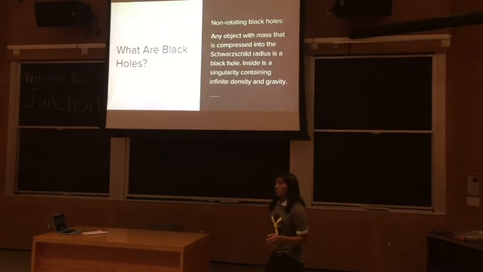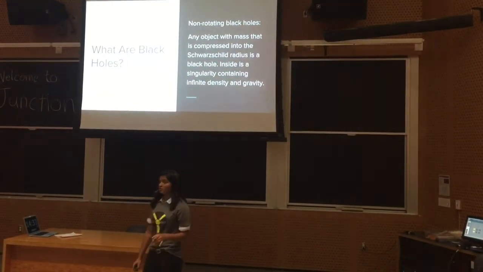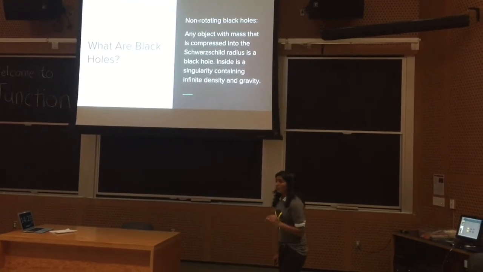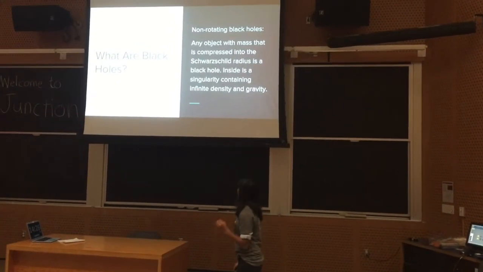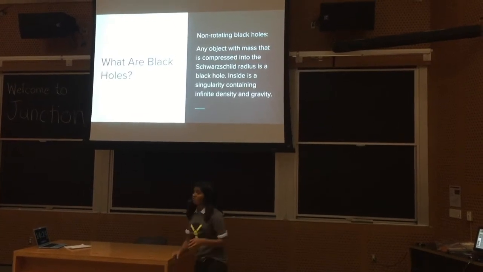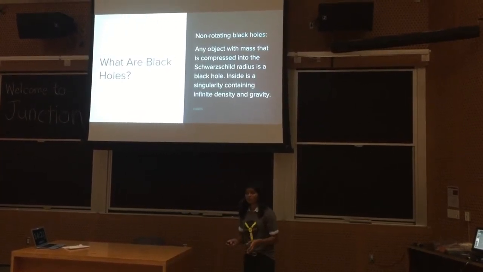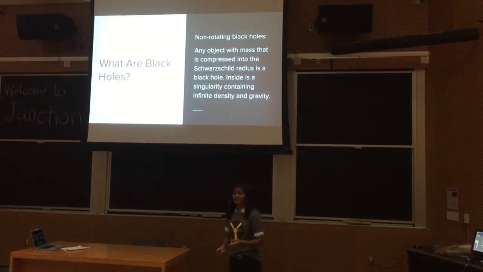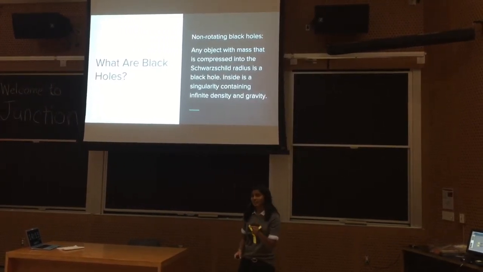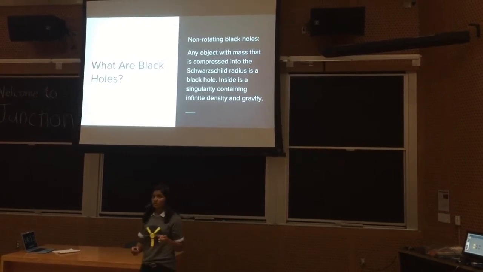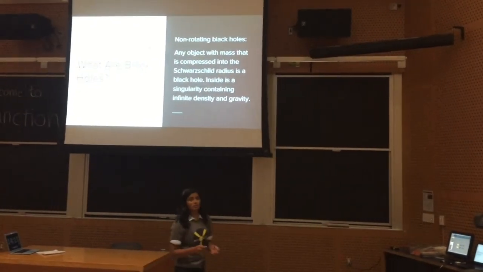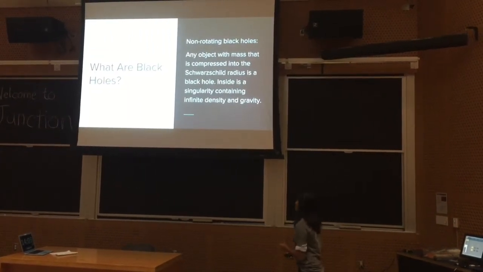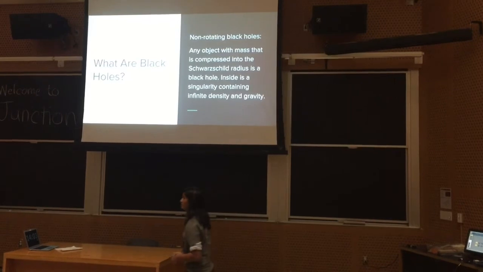So today I'm going to be describing non-rotating uncharged black holes, also known as Schwarzschild black holes, which I'll talk about later. But what black holes are is any object with mass that is compressed into the Schwarzschild radius, which means that all of you could be black holes. Even that chair could be a black hole. If it was compressed to the size of an atom, it could be a black hole, because all black holes are is a sphere of compressed mass. Inside a black hole is a singularity, containing infinite density and gravity.